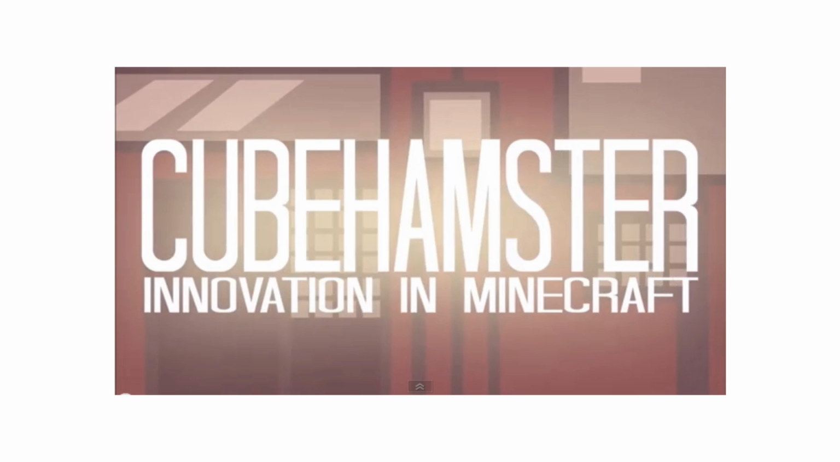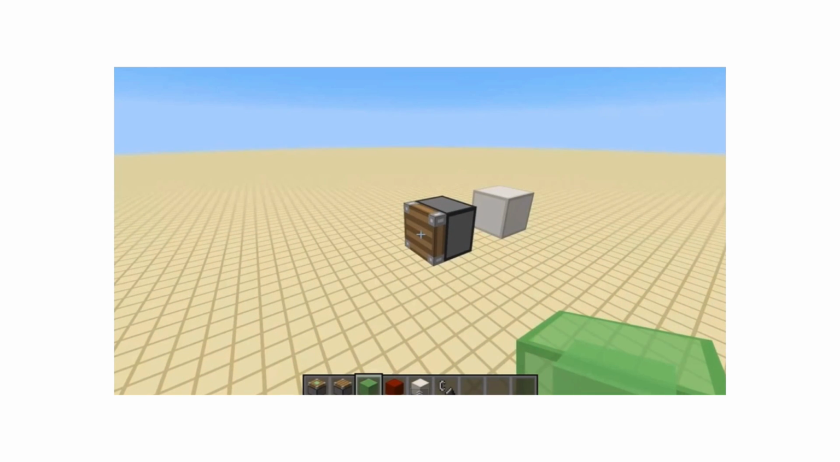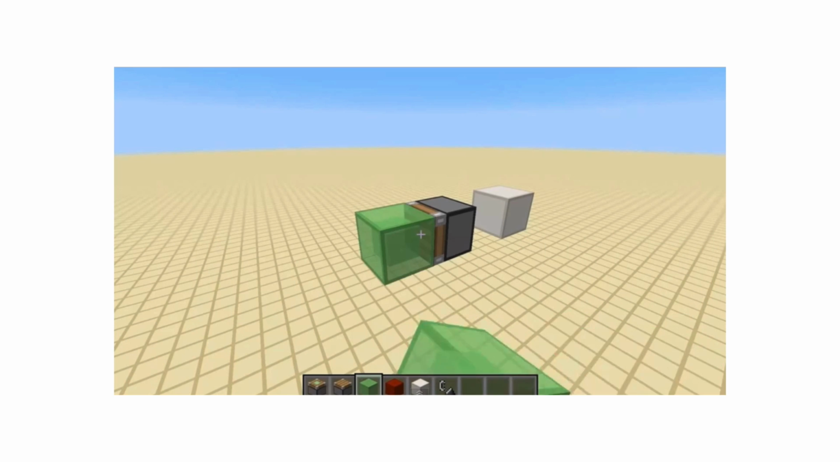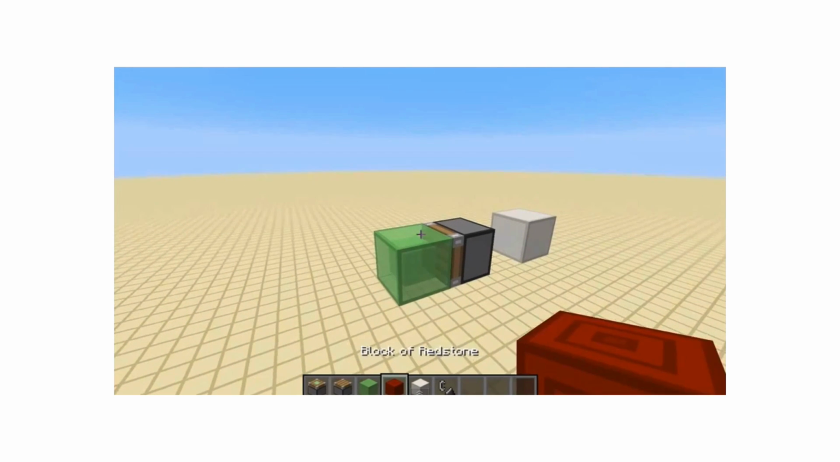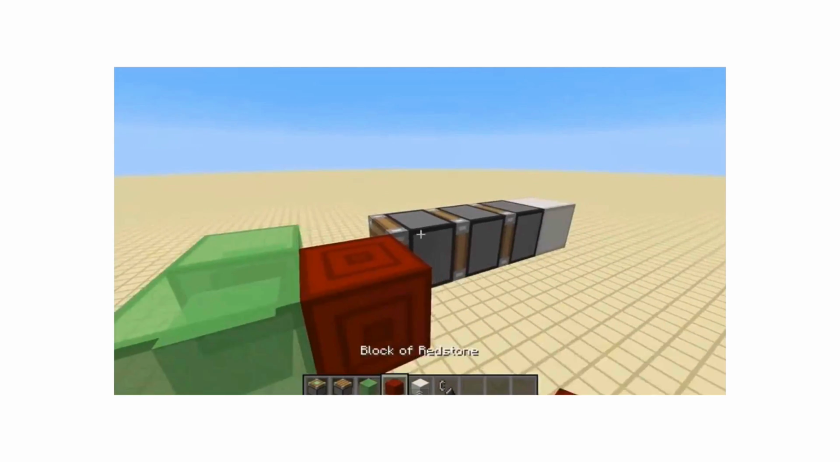For some other tips and tricks about slime blocks, I would strongly urge watching Cubehamster's ultimate slime block tutorial. He's got some great videos coming up, but even the first two parts of his tutorial are extremely interesting and captivating.